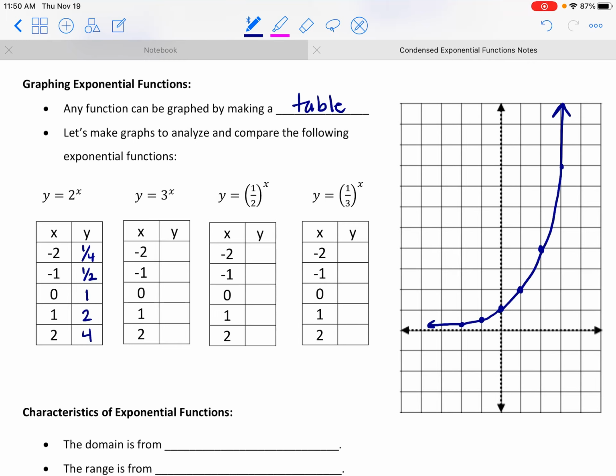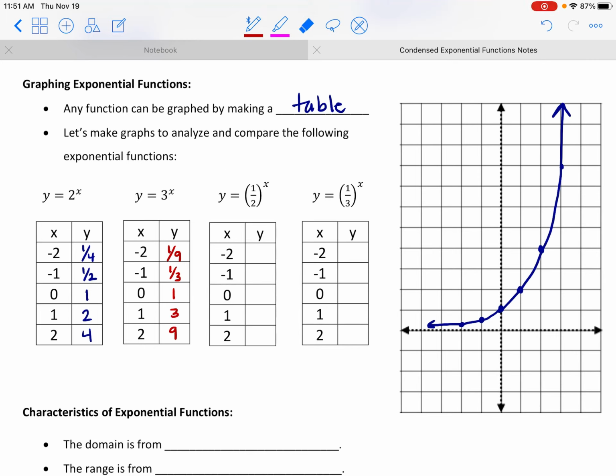Now let's compare that to 3 to the x. If I put in negative 2 here, 3 to the negative 2 would be 1 over 3 to the positive 2, which makes it 1 over 9. Put in a negative 1, then it's 1 over 3 to the first, which is 1/3. Anything to the power of 0 is 1. 3 to the first is 3, and 3 squared is going to make 9.